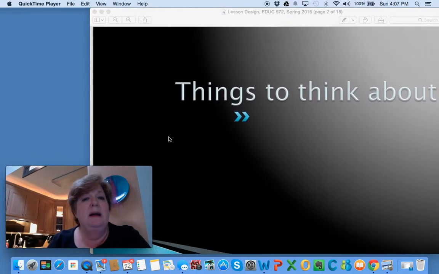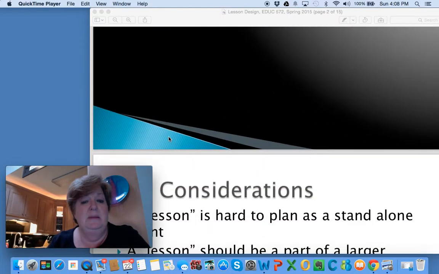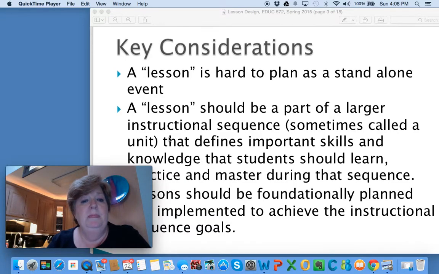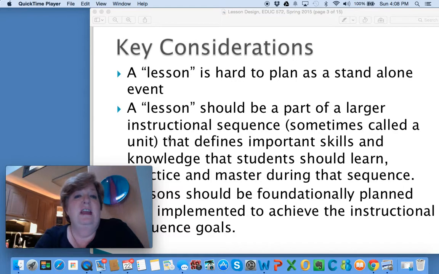So let's talk about a few things that I'm going to ask you to think about. First of all, a lesson is hard to plan as just a standalone. In instruction, if you think about it, there shouldn't be just a single lesson. A lesson should be an integrated and an integral part of a series of lessons, whether that's a unit, or whatever people choose to call it. But we plan instructional sequences. We don't plan just day by day lessons.